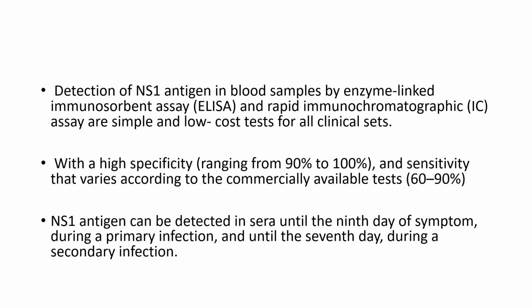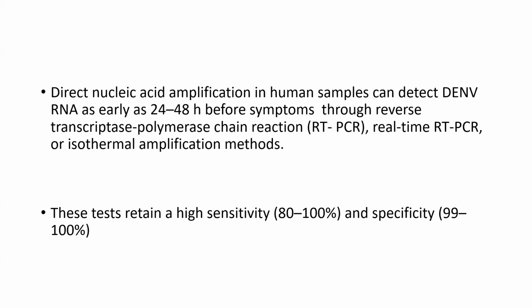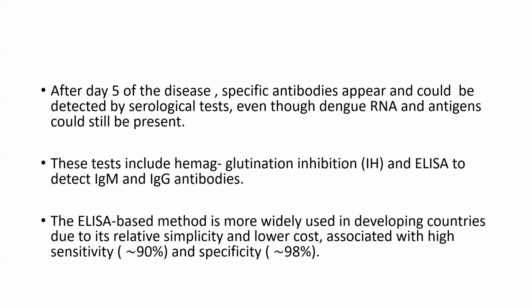during secondary infection. Direct nucleic acid amplification in human samples can detect the dengue RNA as early as 24 to 48 hours before symptoms through reverse transcriptase polymerase chain reaction, real-time RT-PCR, and isothermal amplification methods. These tests retain high sensitivity, that is 80 to 100%, and specificity 99 to 100%.